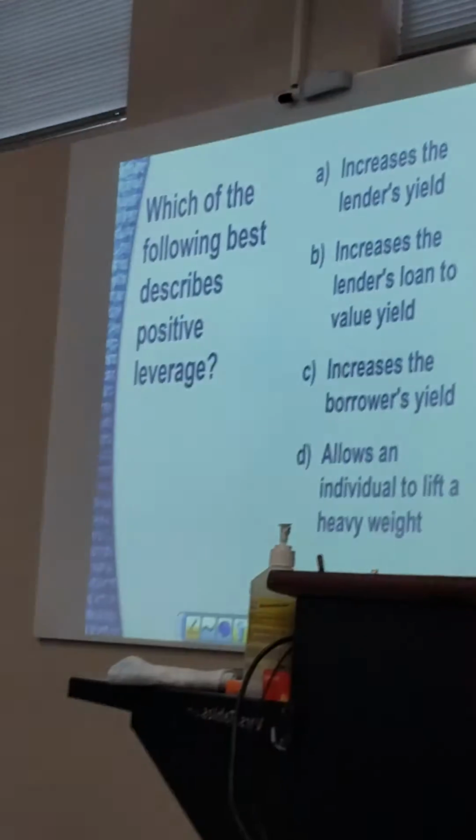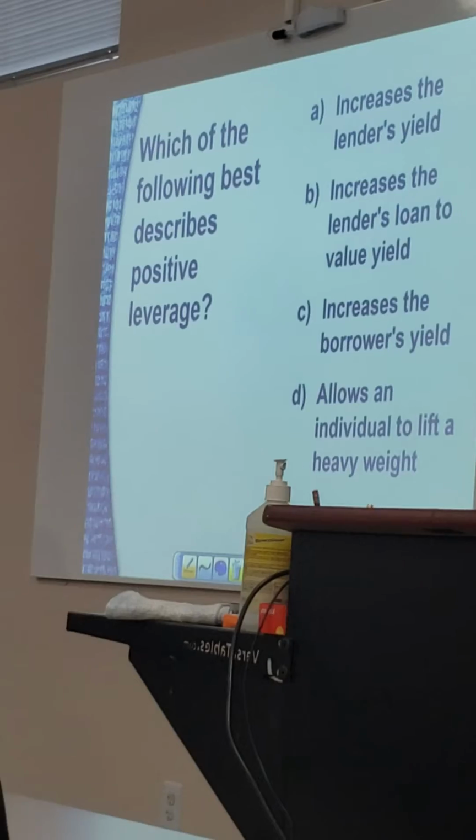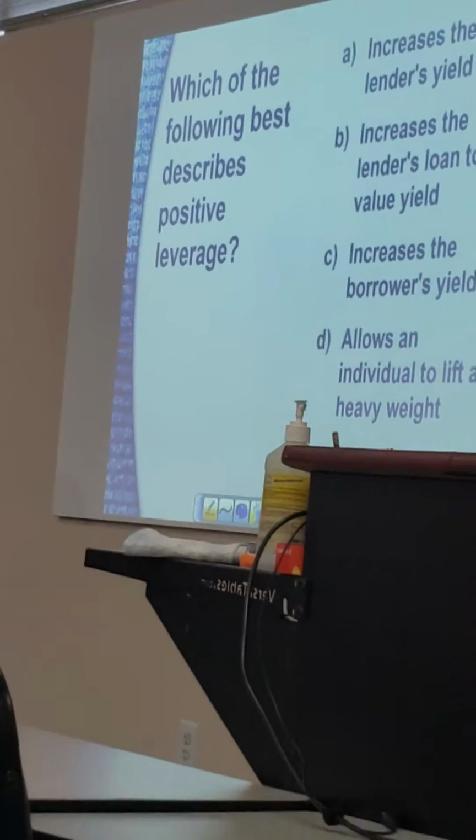Which of the following best describes positive leverage? Leverage is always from the viewpoint of the investor, never from the lender. The lender is making money by charging an interest. You want to make more, make it positive. If one is making less, it's called negative.